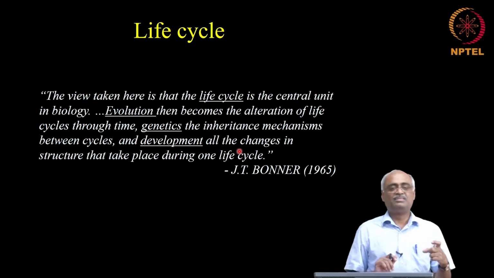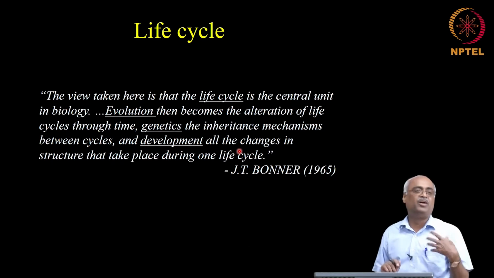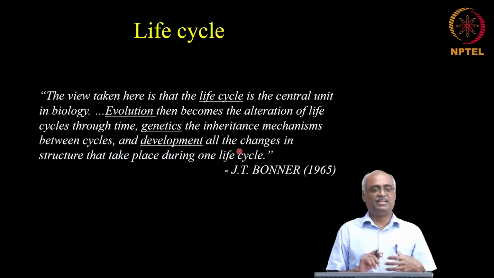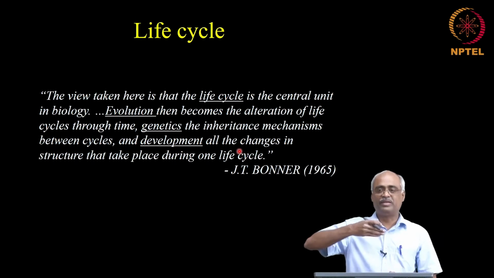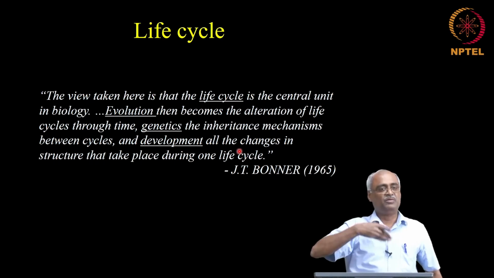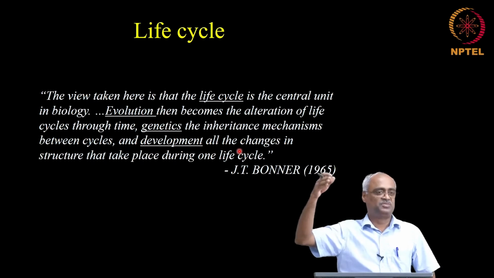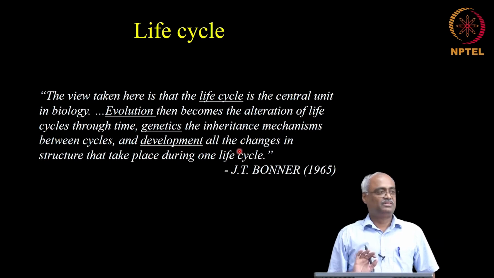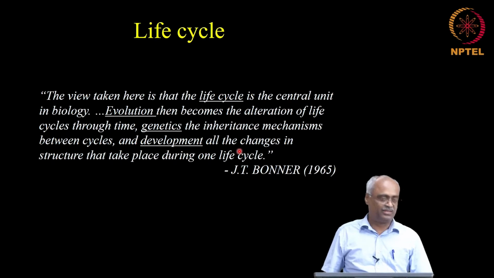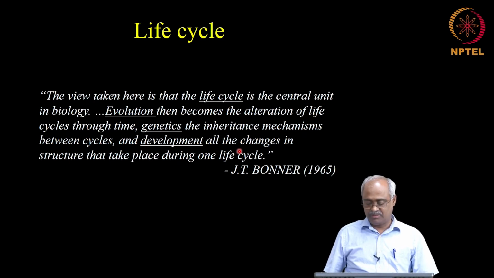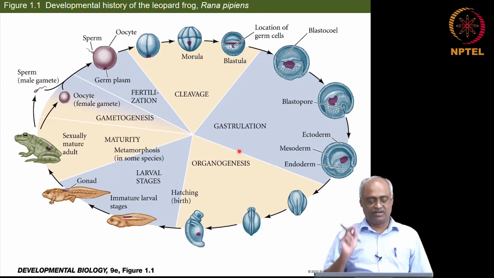Classically people call it phylogeny and ontogeny. Ontogeny means all the changes that happen in one generation. Phylogeny means changes over the period of evolution, meaning among multiple life cycles. Is this clear? So with this quote we will look at a generalized life cycle, but the pictures shown here in the cartoon are that of a frog, but that applies to most organisms.